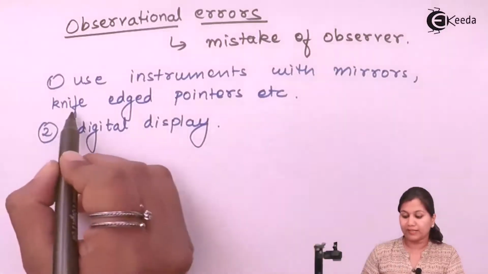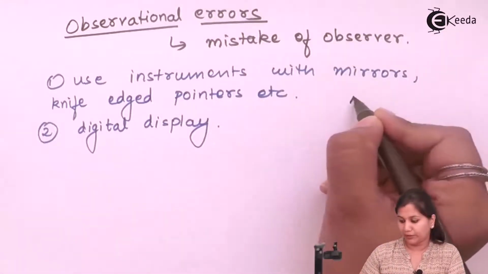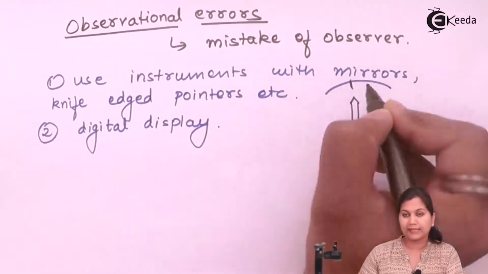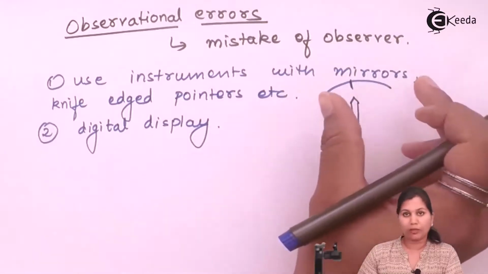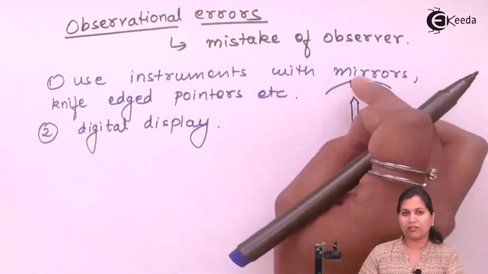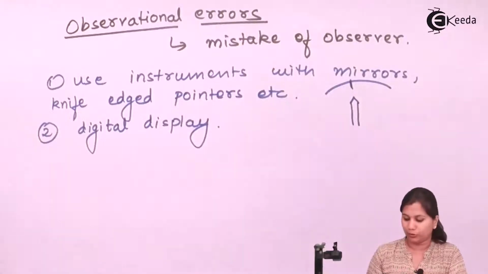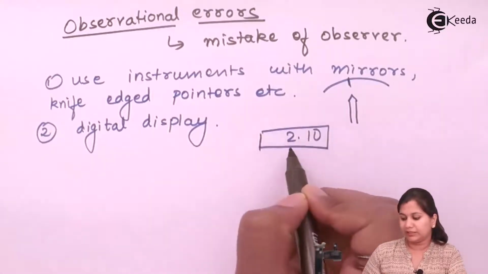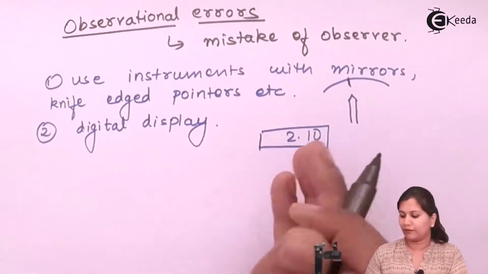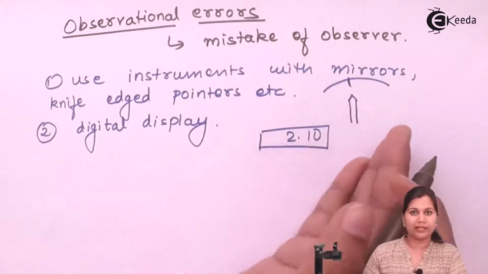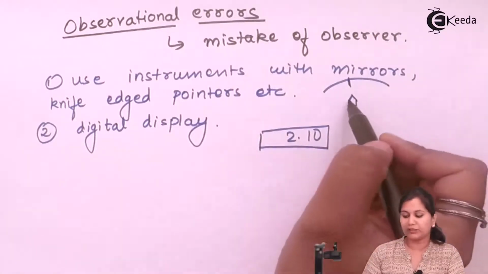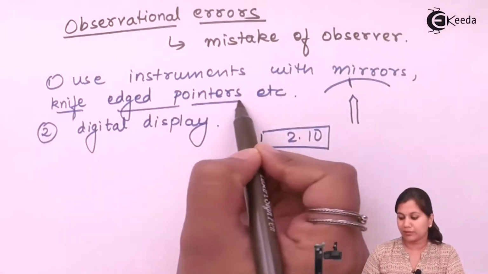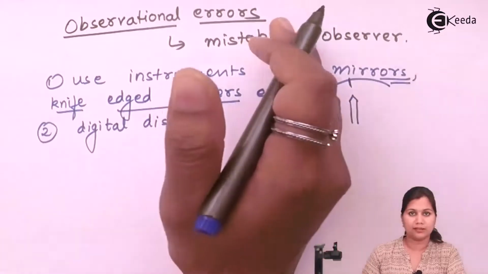Also, if the pointers are knife-edged, meaning the pointer is very sharp, then we can correctly read the readings over the scale. If it is somewhat blunt, then we cannot read the proper reading. Also, if a digital display is there, we get the readings directly over that display, so there will be fewer chances of errors in the measurement. In pointer type there are more chances of error, so to reduce that we can use knife-edge pointers, and also we can use mirrors in the instrument.